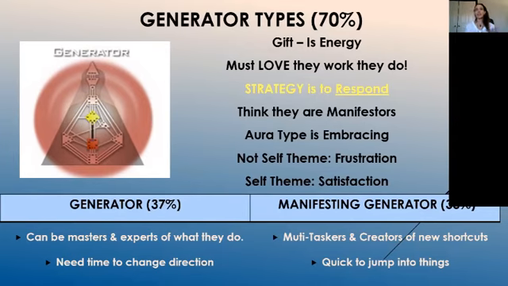Generators have an energy of really keeping things in line and order and moving and having that focused energy in there. Manifesting generators have a lot of quick energy, almost like you want to tell them to slow down a little bit. And it's okay. Their gift is to find the shortcuts in life.